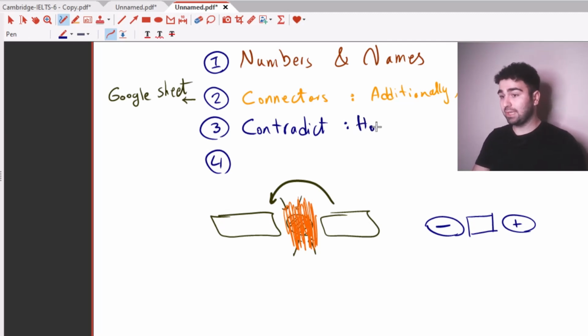Words such as however, words such as while, whereas, though, even though. So these are the words that provide contradiction. They are very important, and we pay a huge attention to them whenever we find them in a text.